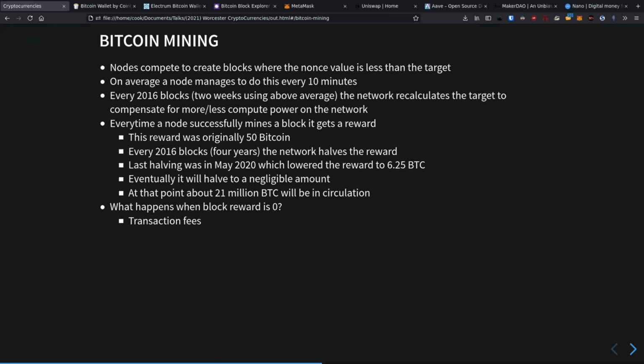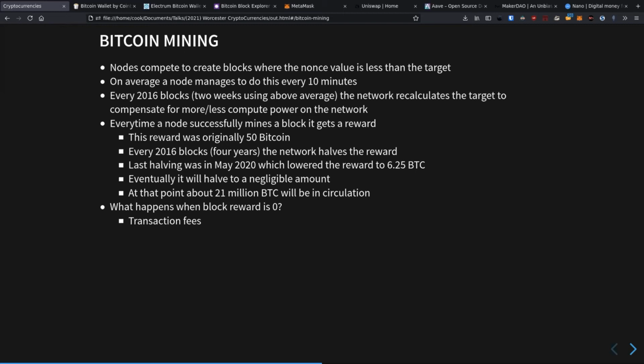The reward at the start of the network was 50 Bitcoins. That's quite a lot, obviously. It wasn't back then, though. Every 216 blocks, so 4 years if the average is met, the network completely halves the reward. So currently it's on 6.25 Bitcoin per block mined. That's still quite a lot. And that happened in May 2020, and you may have noticed, if you're keeping up with Bitcoin prices, actually the reward drops. Bitcoin becomes more scarce because less miners are earning money.